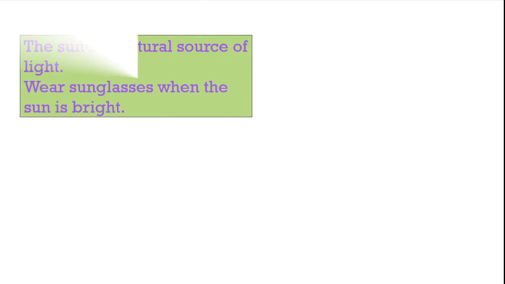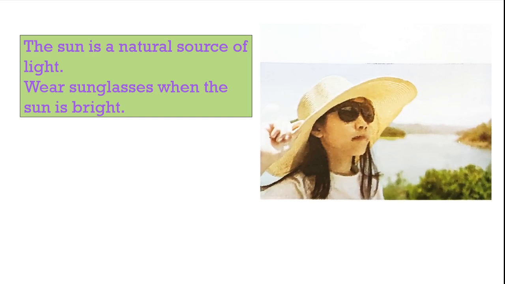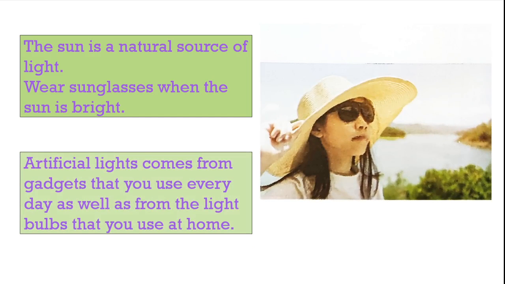We have the sun, a natural source of light. What you are going to do is wear sunglasses when the sun is bright. Second, artificial lights come from gadgets that you use every day, as well as from the light bulbs that you use at home. So artificial lights include cell phones, laptops, TVs, and your light bulbs at home.